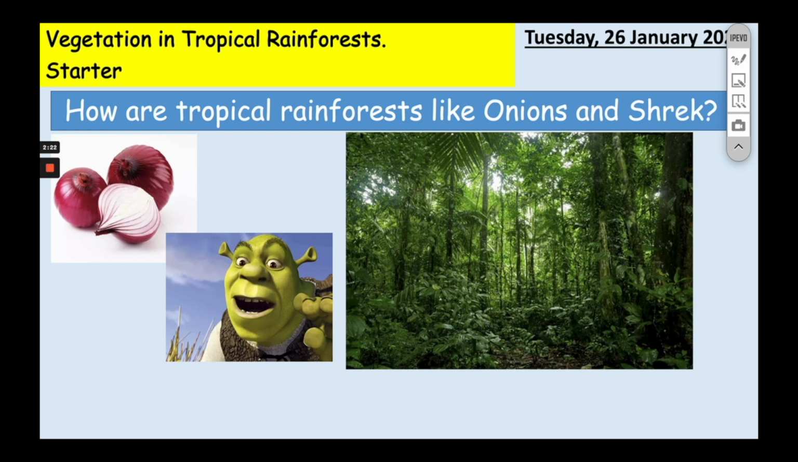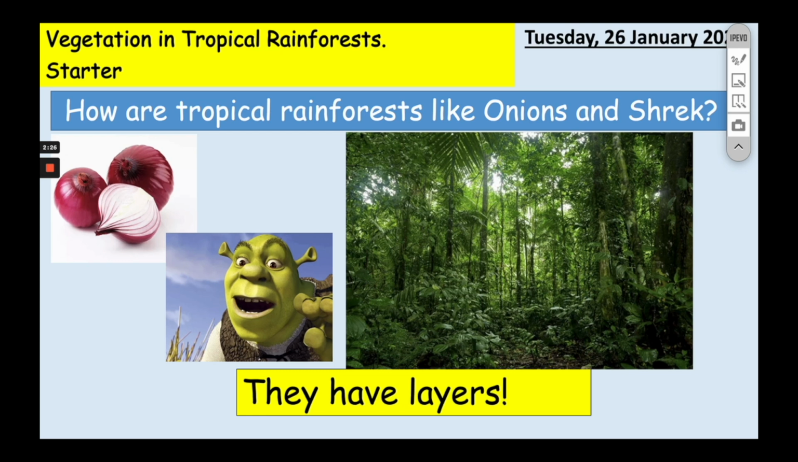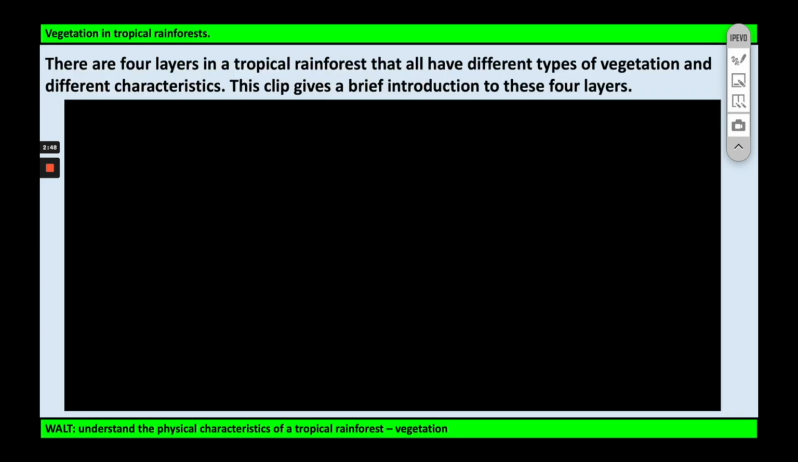Okay then, so the answer to the question, how are tropical rainforests like onions and Shrek? The answer is they have layers. So both tropical rainforests, onions and Shrek have layers. And that might seem quite silly, but it is in fact quite important that tropical rainforests have layers. Because in each different layer of the rainforest, the vegetation or the plants look a little bit different. So they have different characteristics.